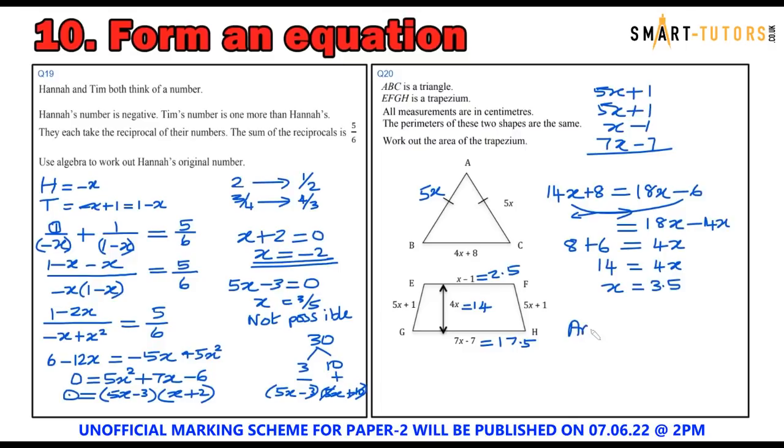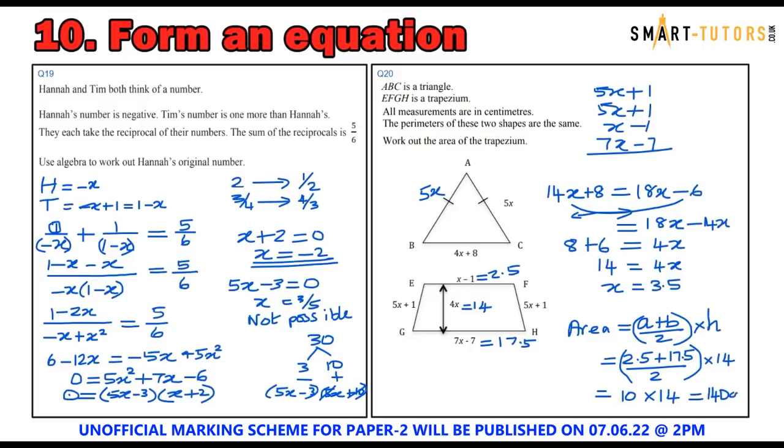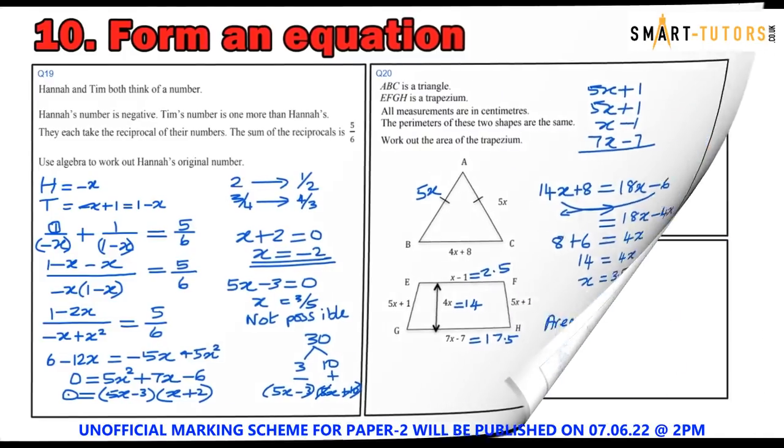So the trapezium's area, they are asking. Area is a plus b divided by 2, times the height. So a is 2.5 and b is 17.5, divided by 2, times 14. 17.5 plus 2.5 is 20, 20 divided by 2 is 10, 10 times 14 is 140 centimeters squared. So that is the answer for question number 20.